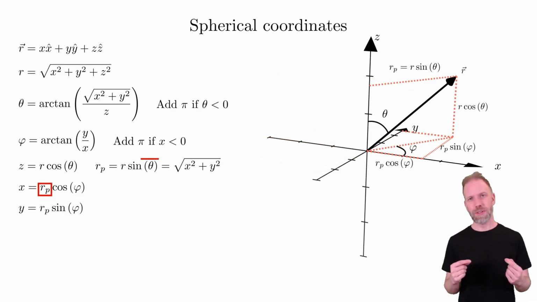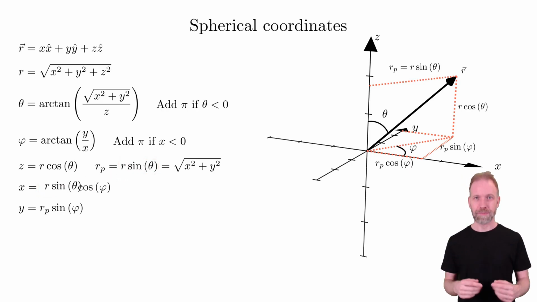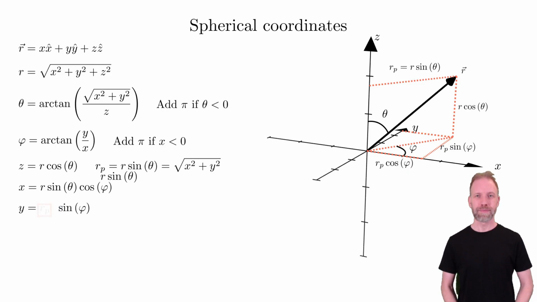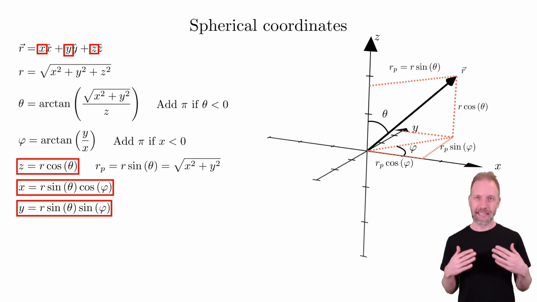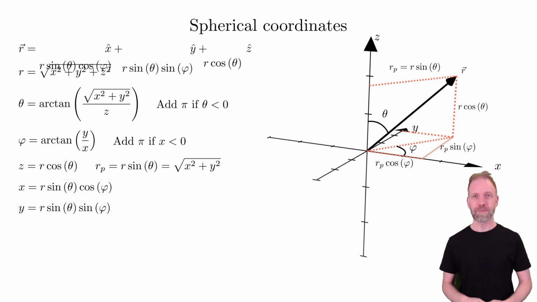As we don't want to use rp in spherical coordinates, replace it with r sine theta. Now, we have a way of calculating x, y, and z using r, theta, and phi, and can insert it into the position vector.